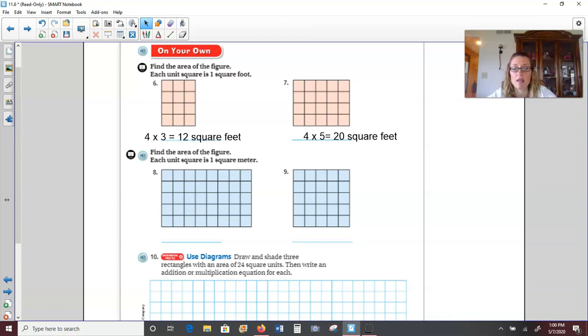This time each unit square is a square meter. So that's just going to change our labels a little bit. All right, how many rows? I got 5. So 5 times, how many are in each row?